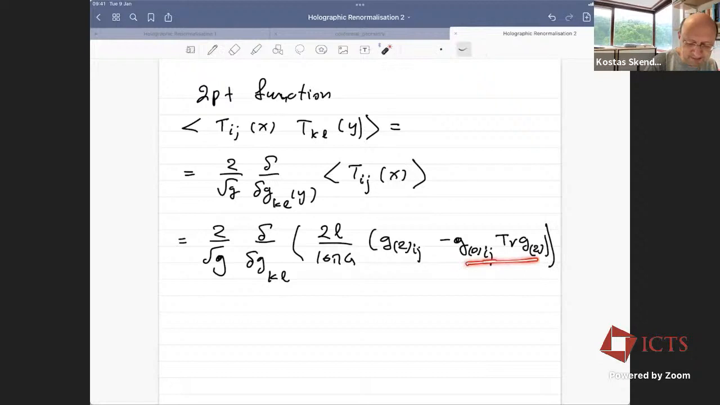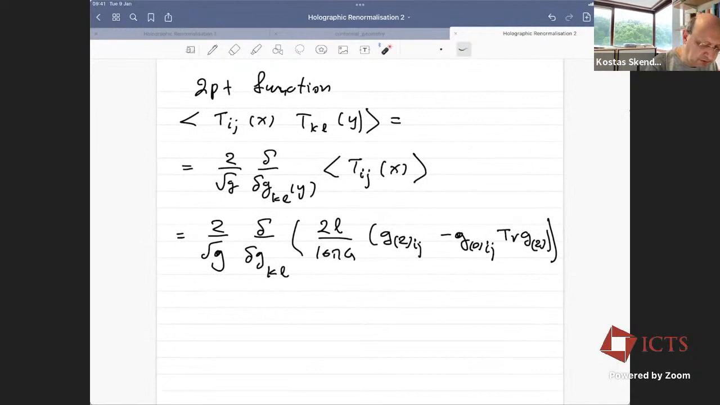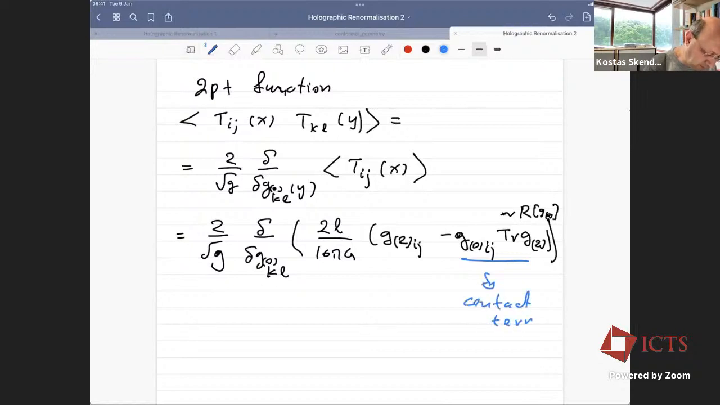Now, when we differentiate these pieces, this gives a local contribution. This is obvious, and I should put the zeros here as well. This is obvious for this, but the trace of G2 is proportional to R of G0, so it's a local formula. So these only give contact terms. So for now let's ignore those.